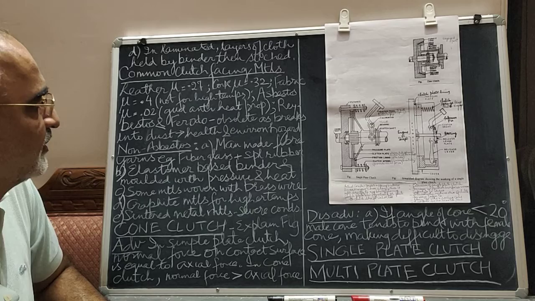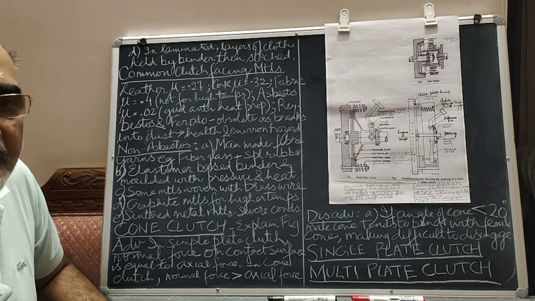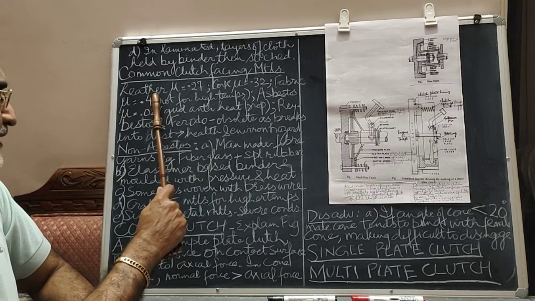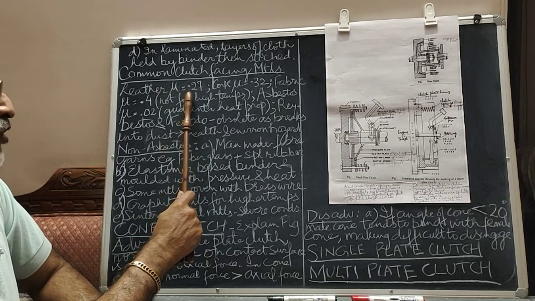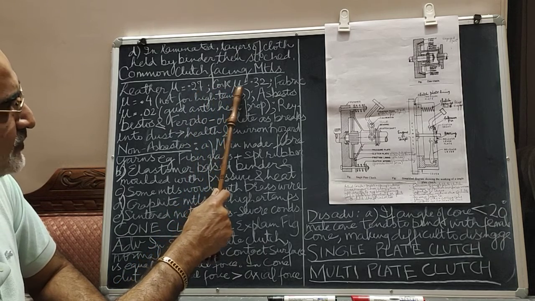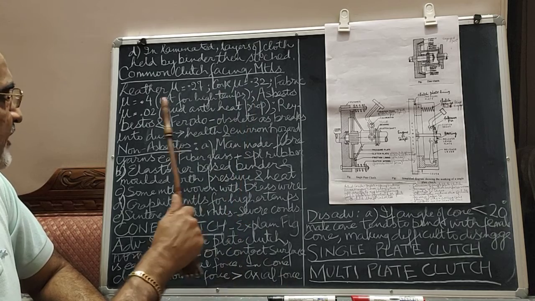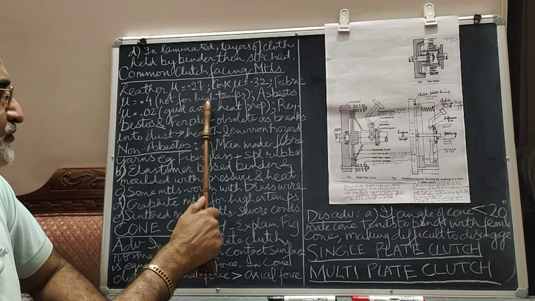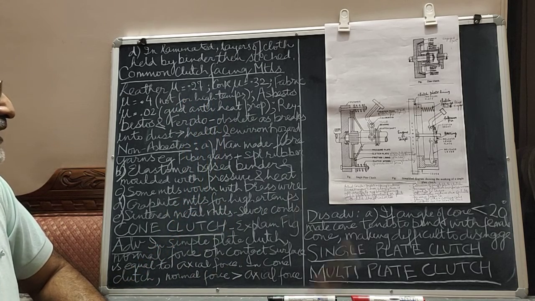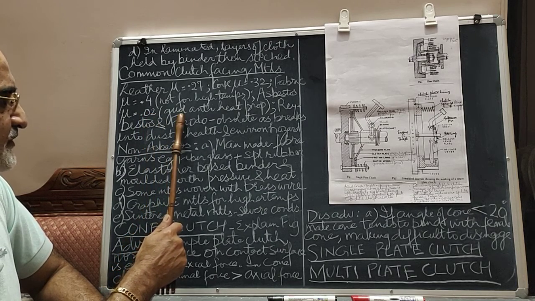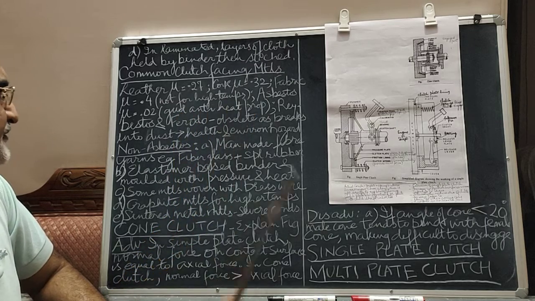Now what are the common clutch facing materials used by the industry which make these clutches and their facings? Leather, if you use, the coefficient of friction is 0.27. Cork, coefficient of friction is 0.32. Fabric 0.4. This is not suitable because it's not suitable for high temperatures. Asbestos coefficient of friction is 0.02. This is probably the best. It has very good anti-heat properties.